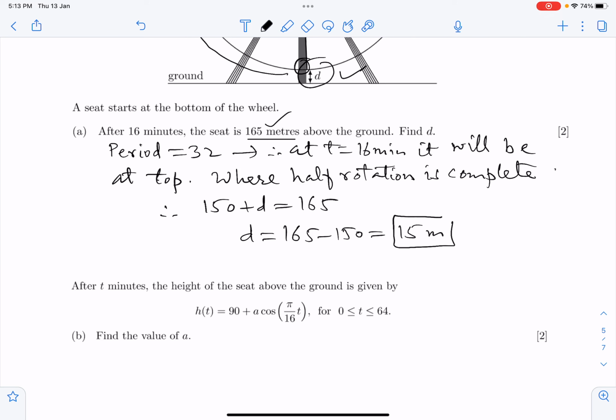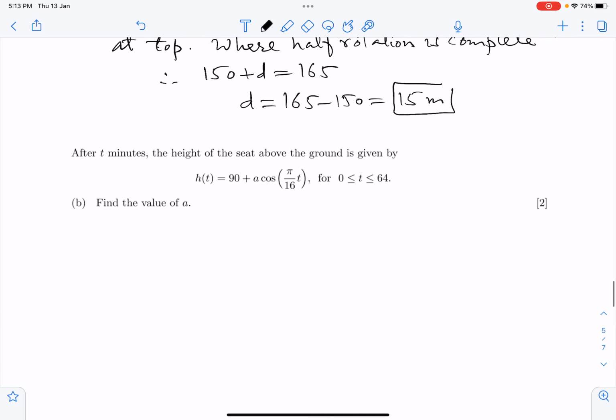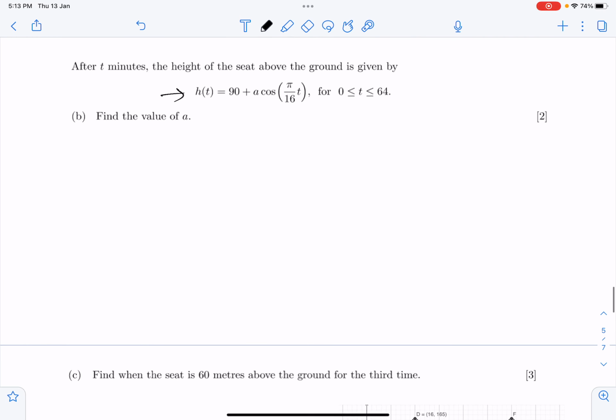Okay. Now for the next part they have given the equation. In this part, after t minutes, the height of the seat above the ground is given by this, from 0 to 64 minutes time. So h of t is 90 plus a cos of pi by 16 t. Okay, find the value of a.